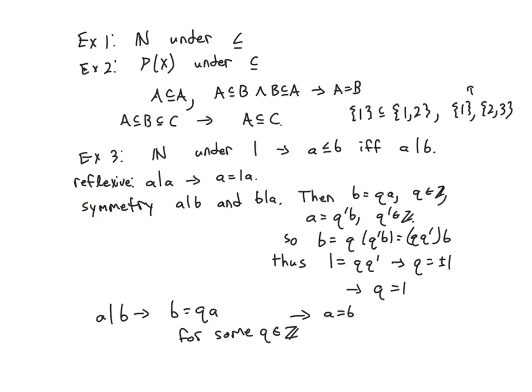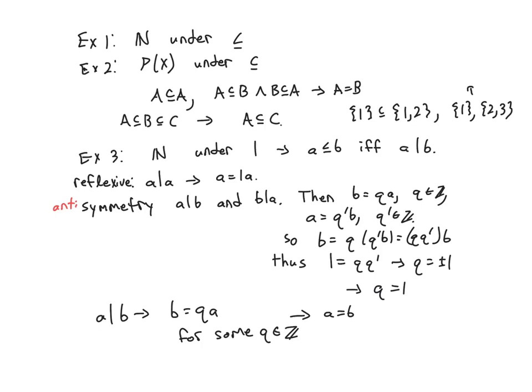Now let's look at antisymmetry. Suppose a divides b and b divides a. Then because a divides b, b can be written as q times a for some integer q. Because b divides a, a should be able to be written as q prime times b for some other integer q prime, not necessarily the same one. Well then, doing substitution into this first equation, we see b is equal to q times q prime times b. Since multiplication is associative, we can move the parentheses over.